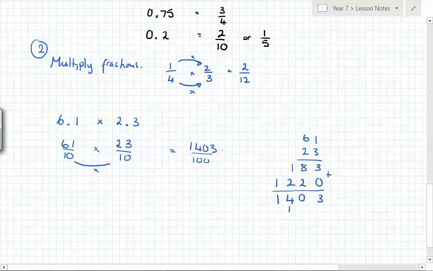1403 over 100. That is easy. 14.03 is the answer.